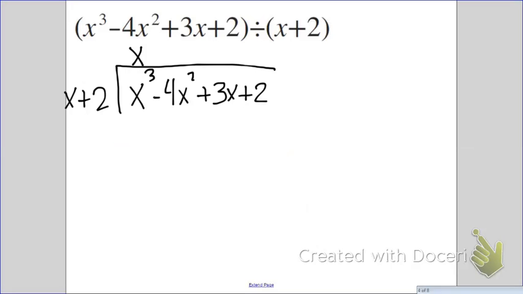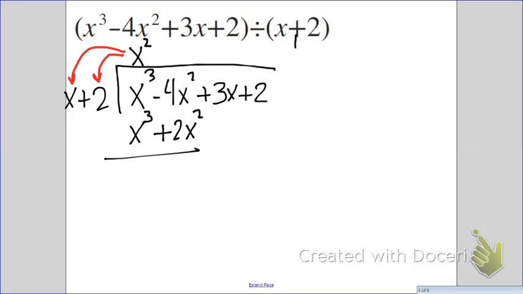And so the variable we want to use is x. Now, x times x is x squared. So if we put this as a squared, then x squared times x is going to give me x cubed. And then we have to make sure we multiply both of these. It's like distribution. x squared times 2 is going to be 2x squared.